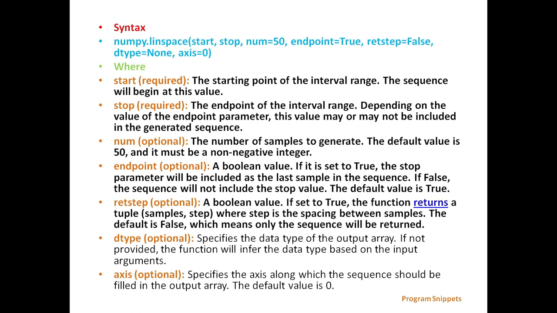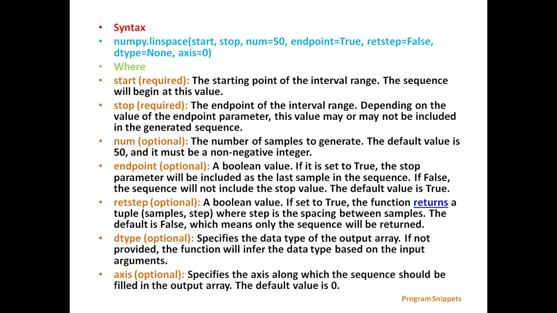Retstep is an optional parameter which is a boolean value. If it is set to true, the function returns a tuple, that is samples and step, where step is the spacing between samples. The default value is false, which means only the sequence will be returned. dtype is an optional parameter which specifies the data type of the output array. If not provided, the function will return the data type based on the input arguments. And axis is also an optional parameter which specifies the axis along which the sequence should be filled in the output array. The default value is 0.